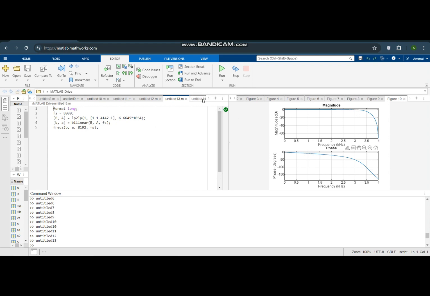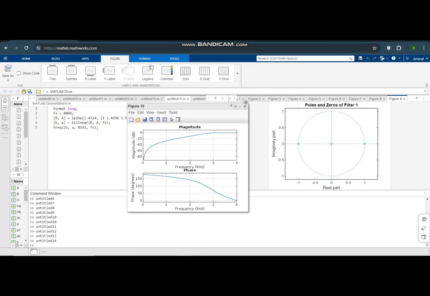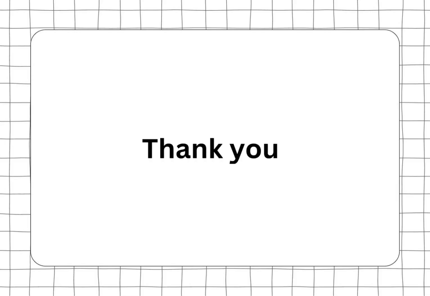Then comes task 14 of lab 12, which represents low pass to high pass prototype transformation with different filter coefficients, and the bilinear transformation is applied, and the freqz function is used to represent the magnitude plot. Here we can observe the magnitude and phase response.